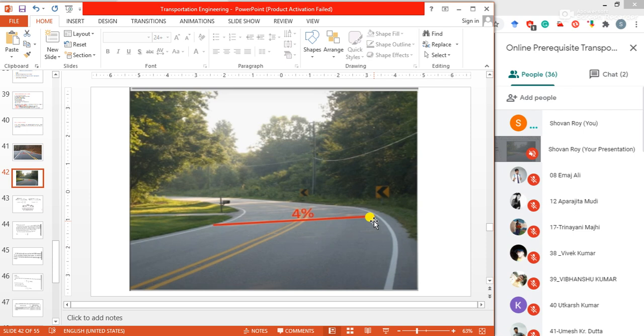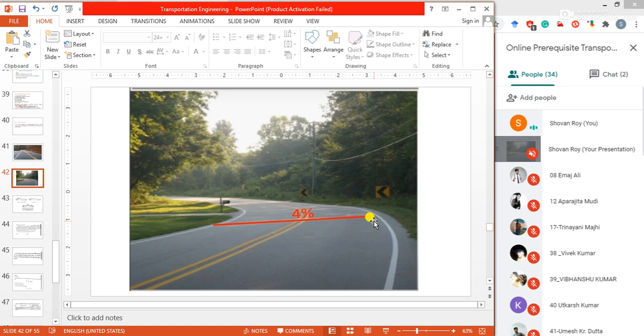The rate of camber or cross slope is usually designated by 1 in n, that is slope. For a general slope, 1 is vertical and n is horizontal, so 1 in n means the transverse slope has the ratio 1 in n. In camber cases, this 1 is vertical to n horizontal.